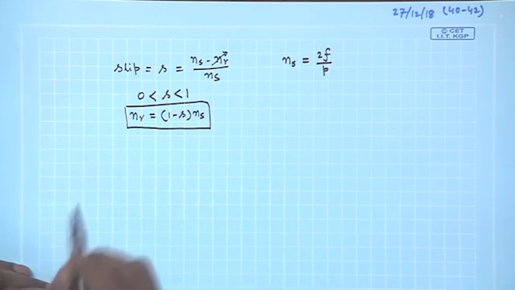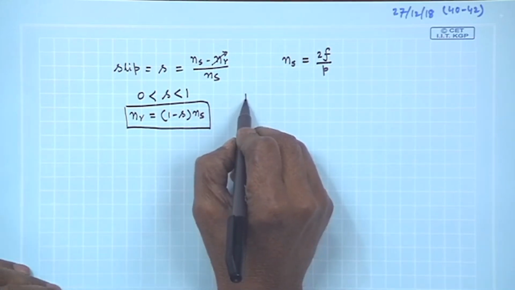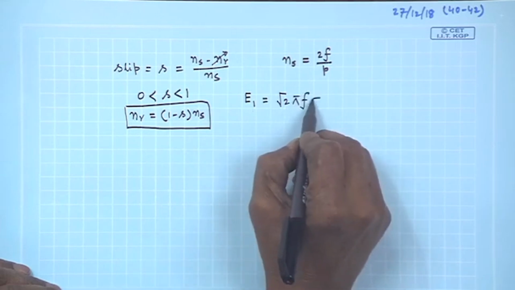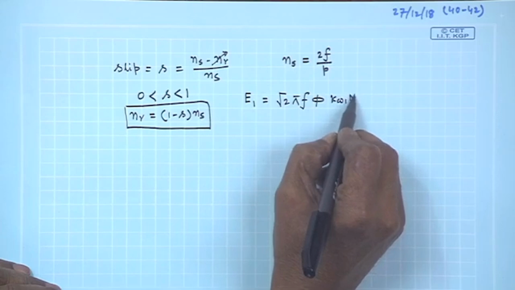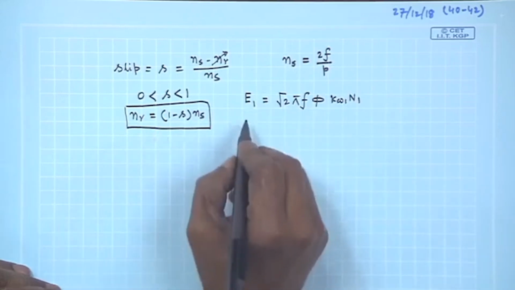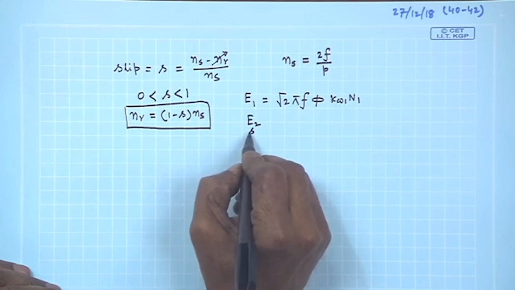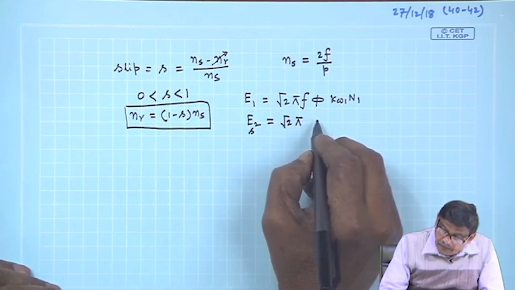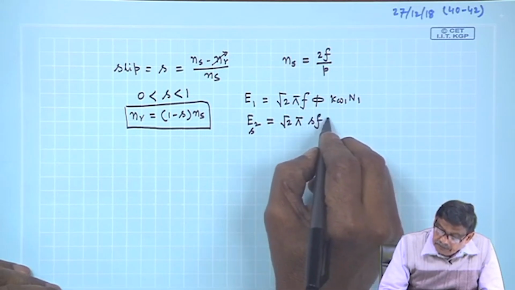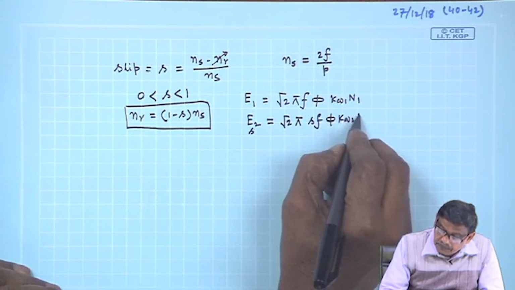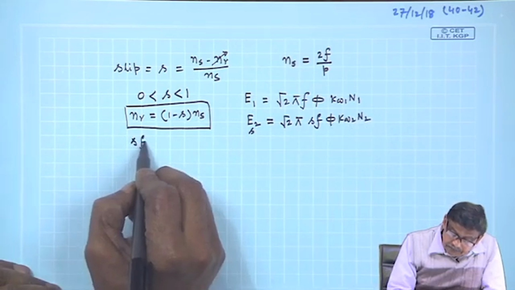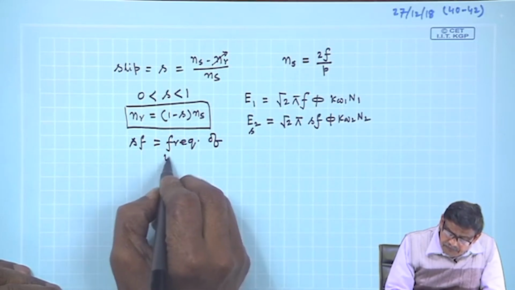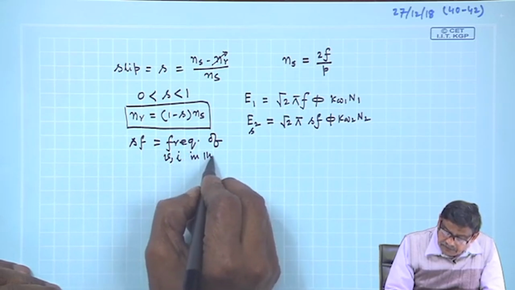The important thing we told you is that the stator induced voltage E1 was equal to root 2 pi f phi into kw1 N1, and at any value of slip, the induced voltage E2 will be root 2 pi S f into phi into kw2 into N2, where S f is the frequency of the electrical quantities, the voltage and current, in the rotor circuit.